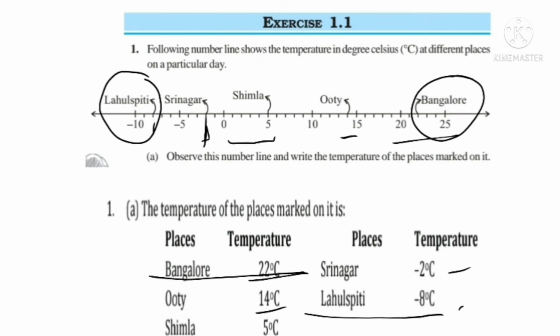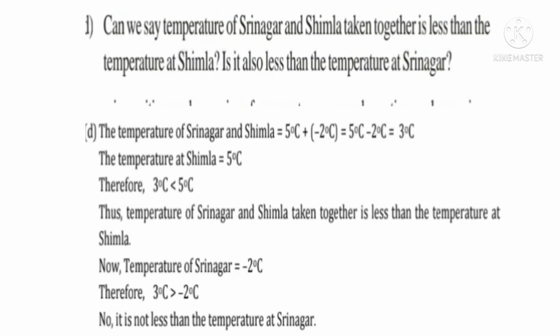Now here we can say that in Srinagar and these two temperatures, we can easily count the difference. Here is Srinagar's temperature, so 1, 2, 3, 4, 5 and 6 degrees Celsius is the difference. Now next is, can we say the temperature of Srinagar and Shimla taken together is less than the temperature at Shimla?